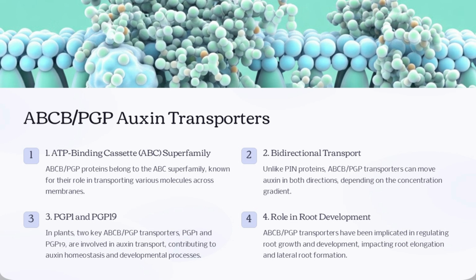Auxin influx carriers are essential for root elongation, lateral root formation, and root gravitropism, the ability of roots to respond to gravity. The activity of these auxin influx carriers is tightly regulated by various factors, including auxin levels, environmental cues, and developmental signals within the plant.